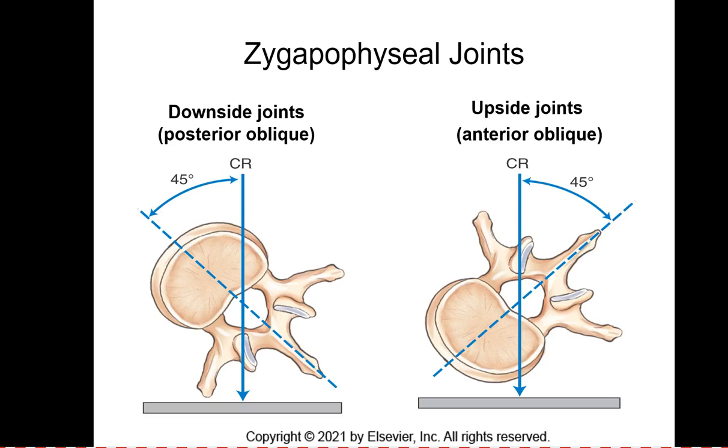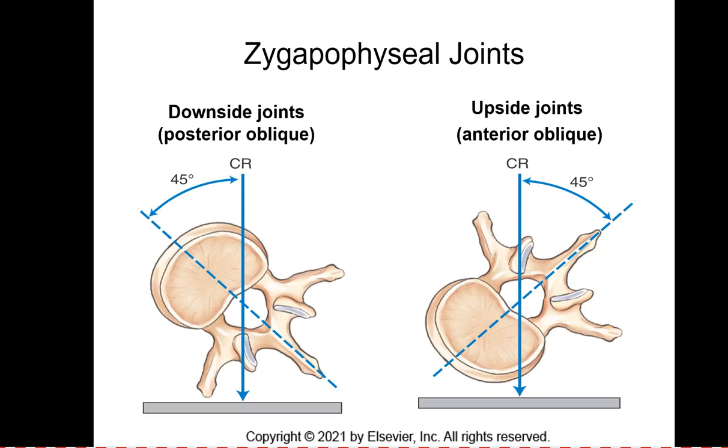So looking at these diagrams, you can see that the downside Z joints are visualized on posterior oblique positions. So we're looking at the diagram on the left. The downside zygapophyseal joints are not visible on a skeleton or a model because they're under the bodies of the vertebrae and you can't see them. On the left, assume we are looking from the bottom up. So we're looking from the legs up to the head.